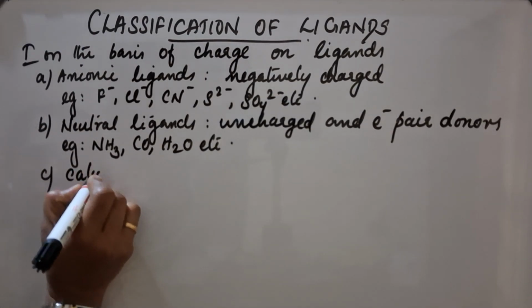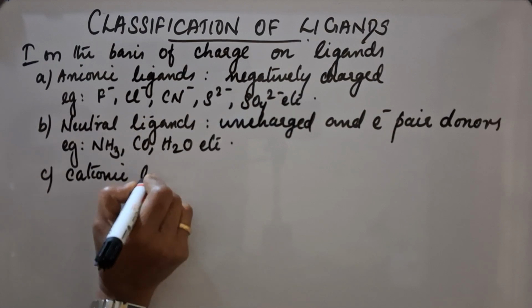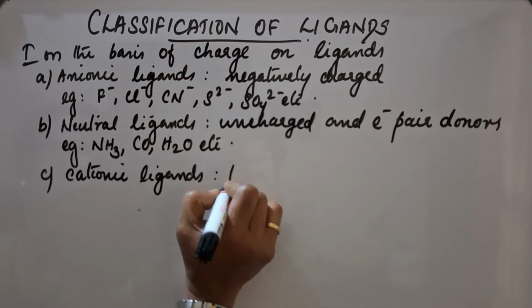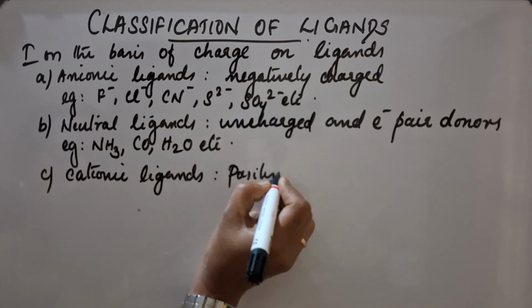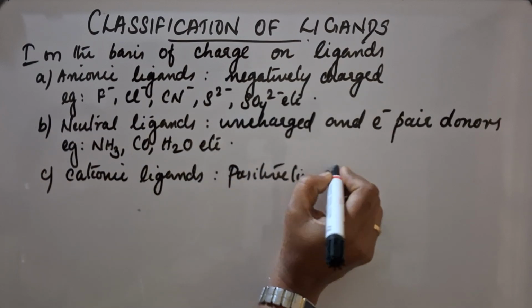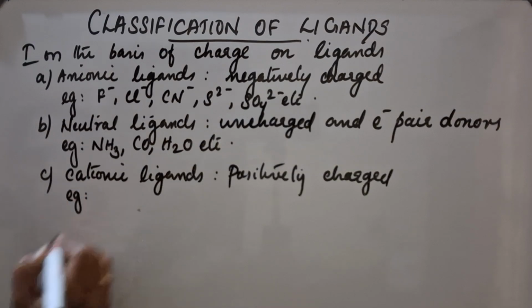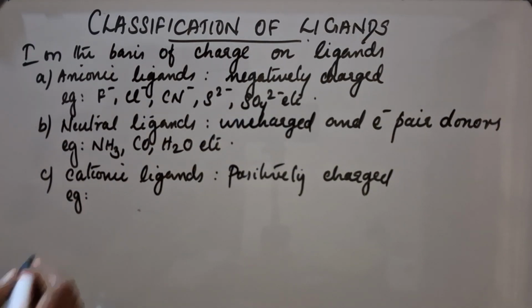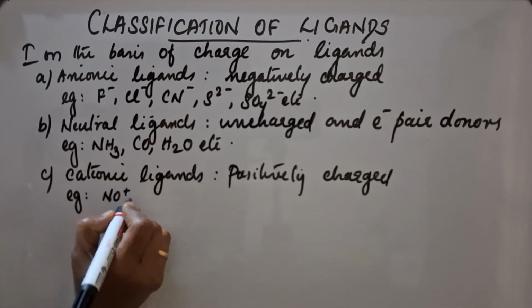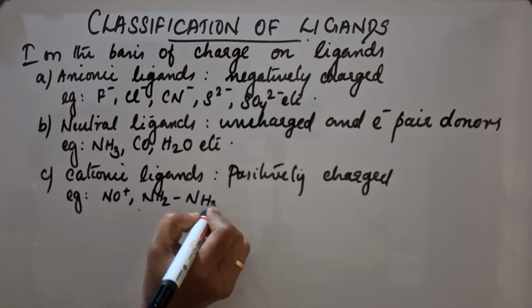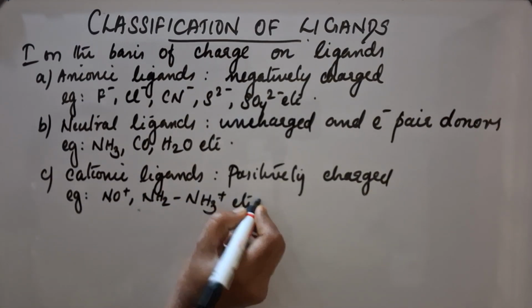Now, the third one, cationic ligands. Cationic ligands are positively charged. Examples are NO plus, NH2, NH3 plus, etc.